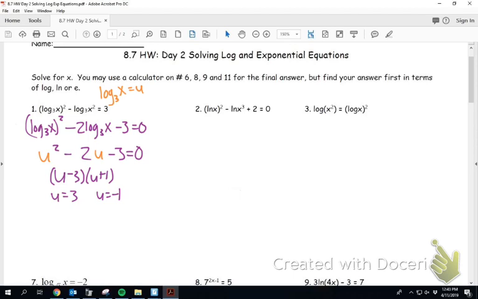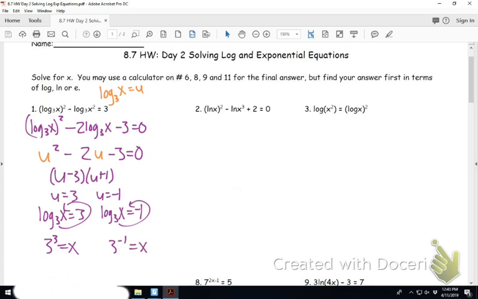Now I don't care what u is though. I need to know what x is. So I'm going to go back and replace u with log base 3 of x, and log base 3 of x. And now I can just solve each of those equations. So 3 to the third is equal to x. 3 to the -1 is equal to x. So my two possible values here would be x equals 27 and x equals 1/3.